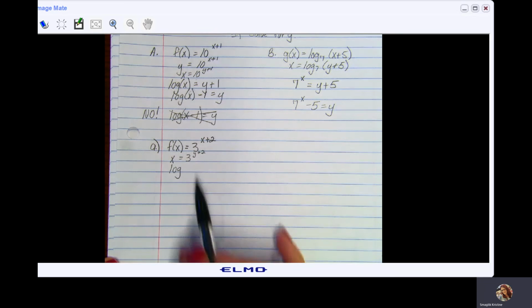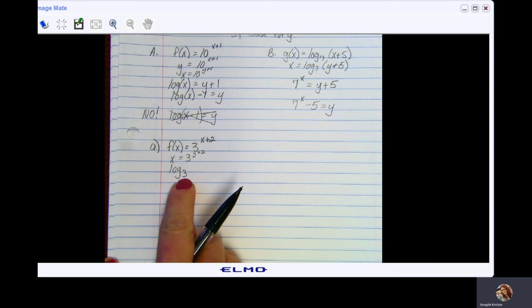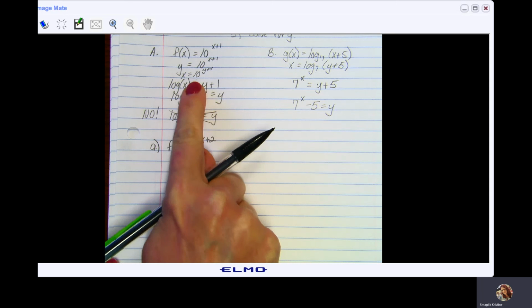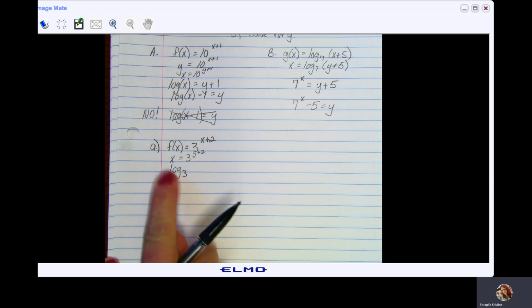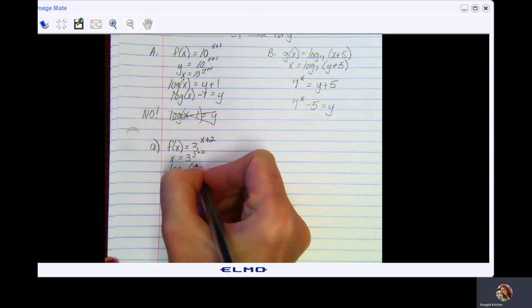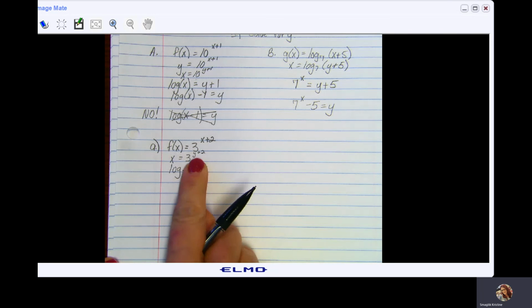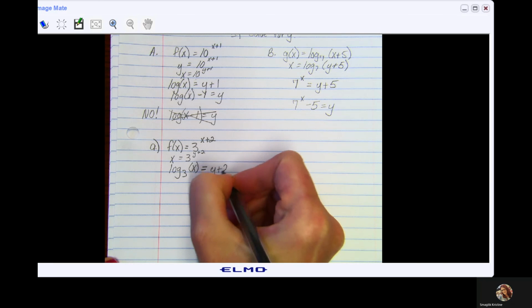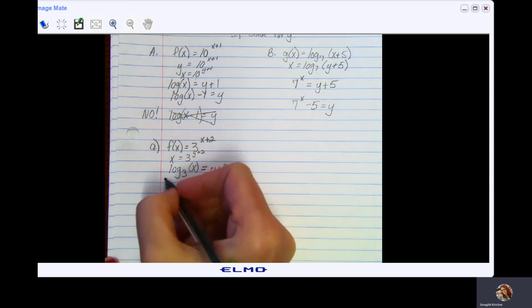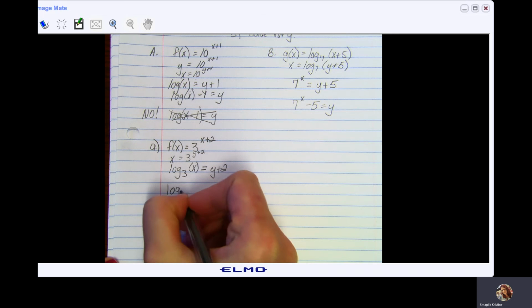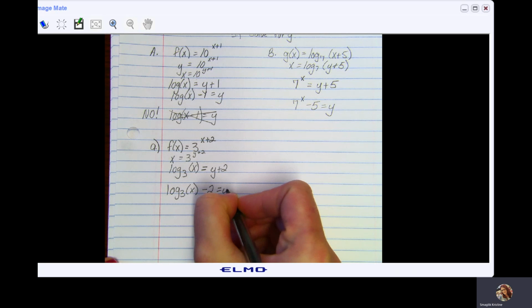Log. My base is 3. I do have to write it. It's not the common log, so I will write the base, whereas in example A, my base was 10. That's the common log. You don't need to write it. So log base 3. My result or the argument is x. And again, I'm going to put it in parentheses to make sure I don't make a careless error. And then my exponent is y plus 2. And now I would need to move this 2 to the other side. It's positive, so I'd subtract it. And I get log base 3 of x minus 2 equals y.